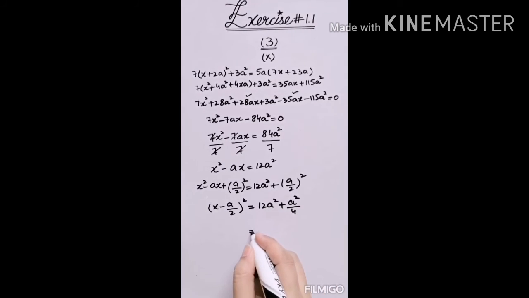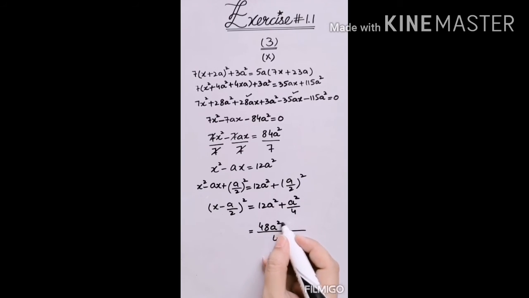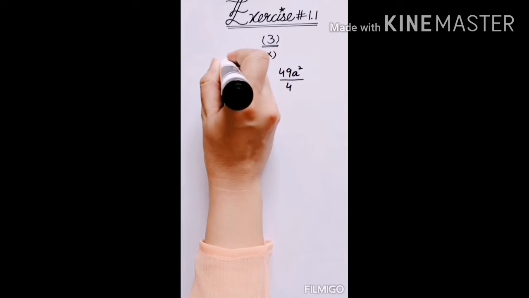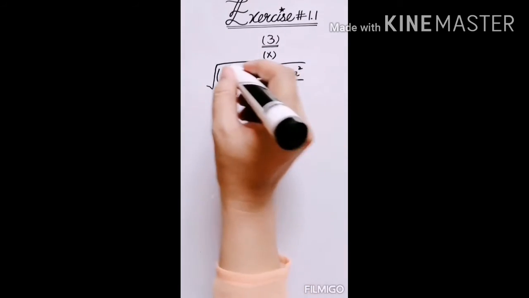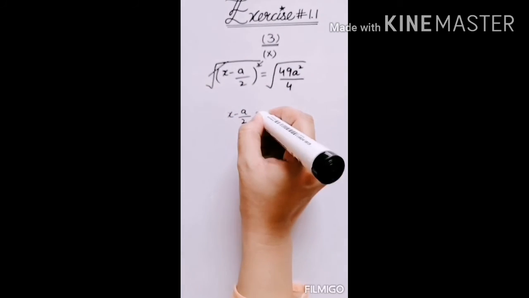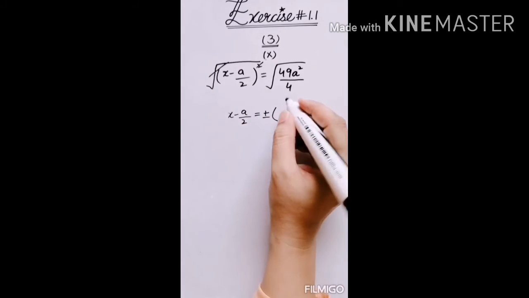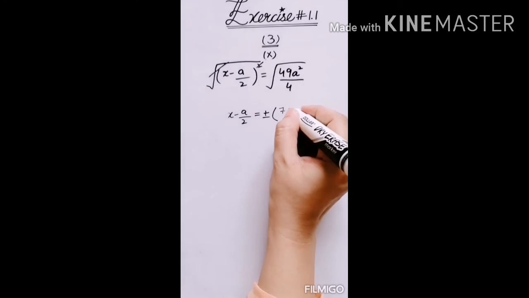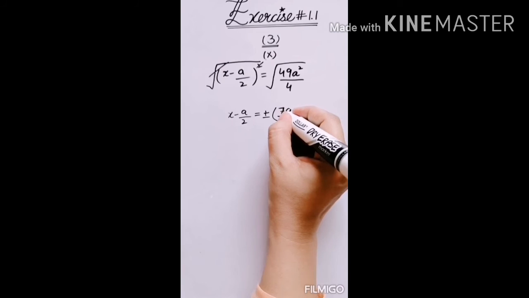Now on this side we will take the LCM. 4 times 12 is 48a square plus a square, it will be 49a square over 4. Now we are having this expression. In this expression we have to find the value of x. To find the value of x, we have to take the square root on both sides. Square root and square will be cancelled. X minus a by 2 is equals to plus minus, the square root of 49 will be 7, the square root of a square will be a, and the square root of 4 is 2.